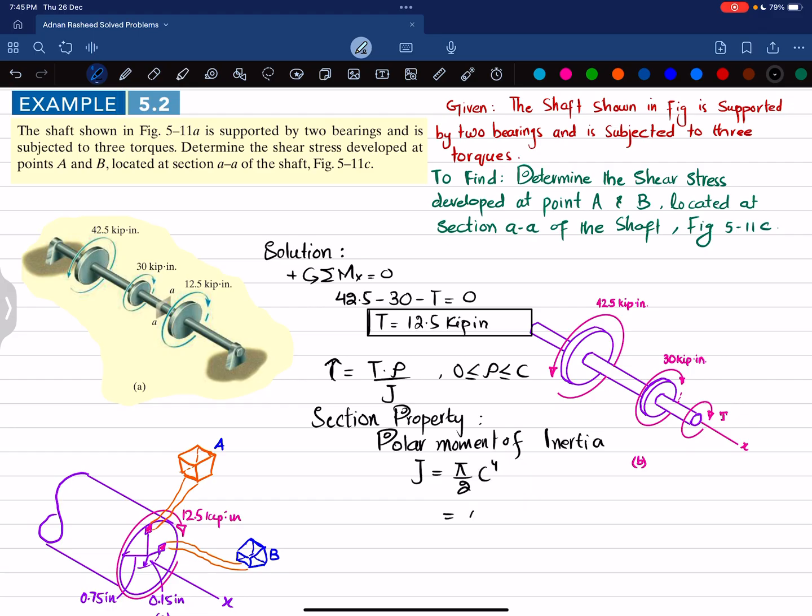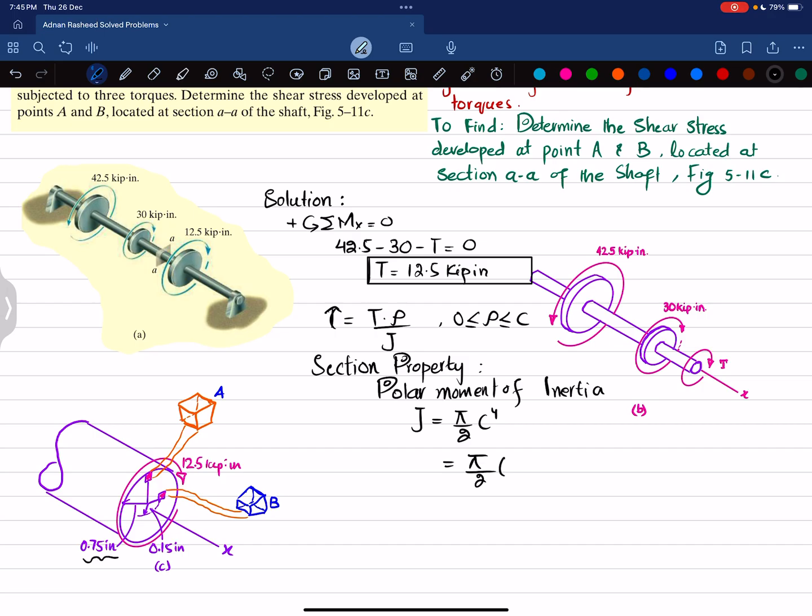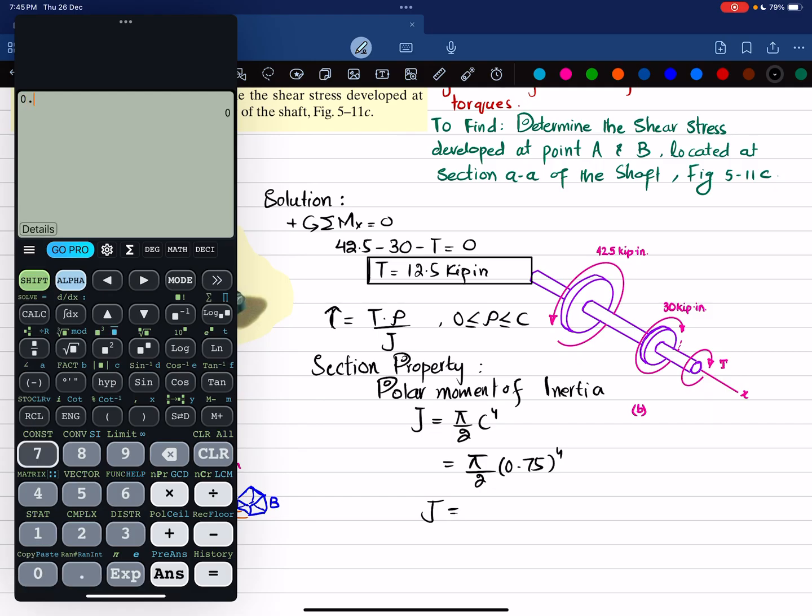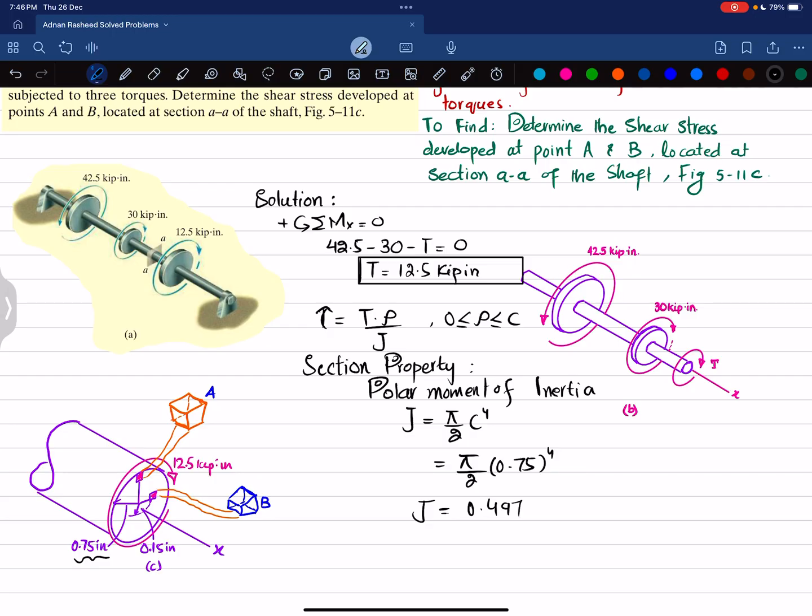So just plug in the values: pi divided by 2 times C to the power 4. What is C? From this diagram you can see C is 0.75 inch. So I will put 0.75 to the power 4, multiplied by 3.1417 divided by 2. That gives 0.497. So J is equal to 0.497, and the unit is inch to the power 4.